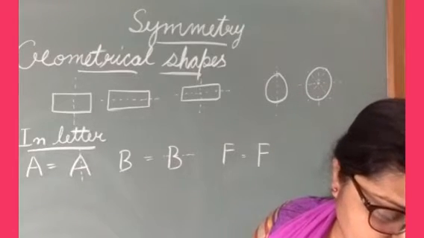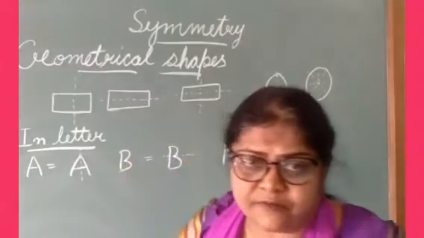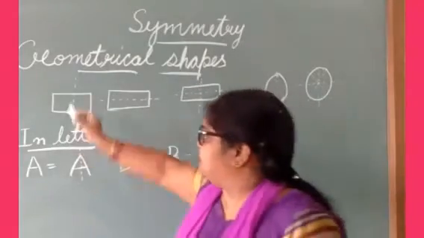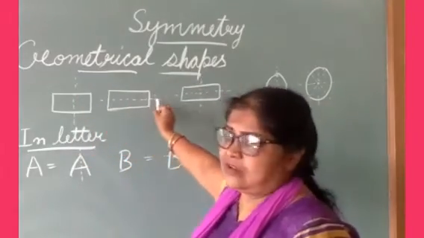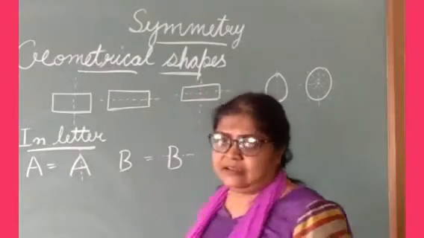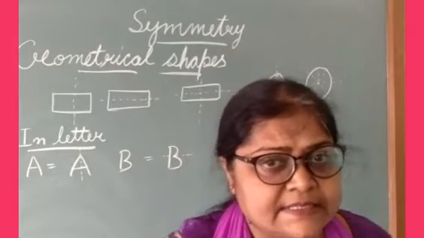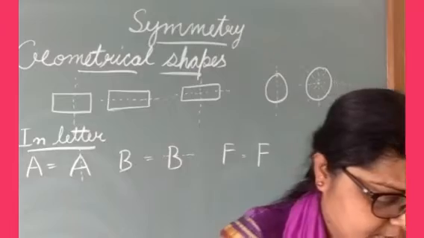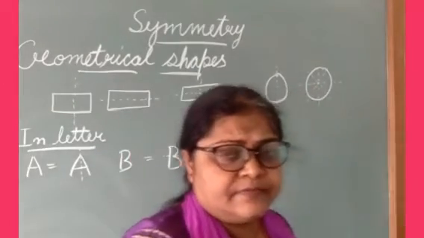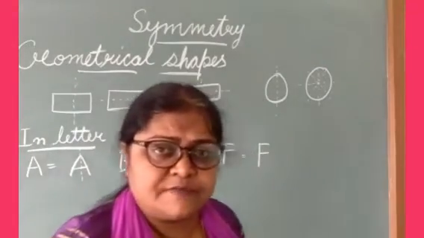Next, you are seeing one more rectangle. So it is confirmed that a rectangle can be divided in two ways: one symmetrical line this way and one symmetrical line this way. That means one symmetrical line here and one here. So a rectangle has two lines of symmetry.